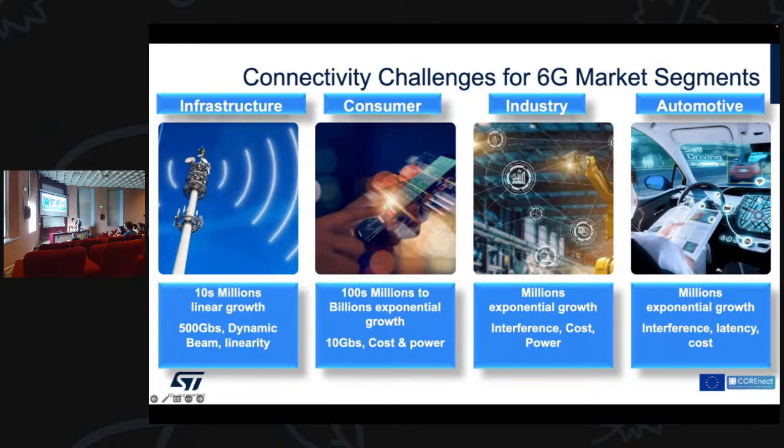Then the consumer, so hundreds of millions to billions of devices. The data rate is 10 gigabit per second, and here we focus on the cost and the power. For the industry, millions of devices, and we focus on the interference, the cost, and the power. And in the automotive, it is also millions of devices, and we have the interference, but the latency is very important, and the cost.